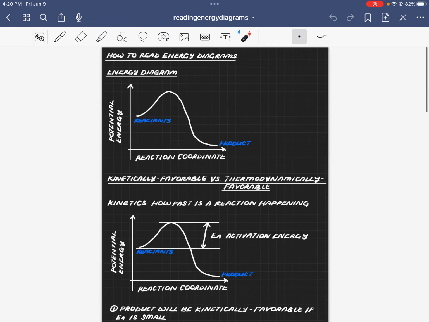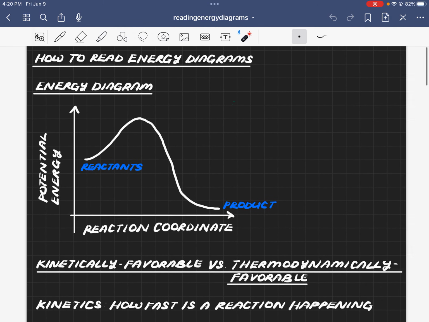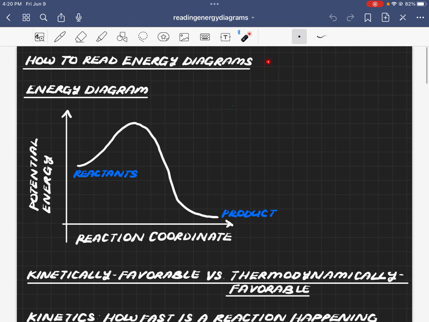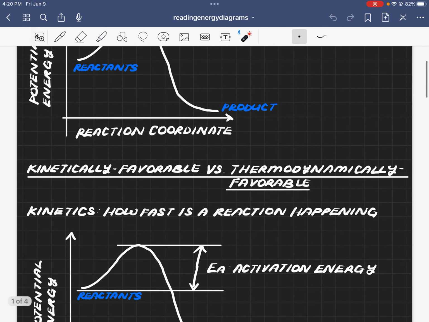I'm going to go over a quick tutorial on how to read energy diagrams in chemistry. So, an energy diagram that you might encounter might look something like this. We have a y-axis here where we're representing potential energy, and we have a reaction coordinate here where we're just looking at the progress of a chemical reaction. And we start off with some reactants, and we're ending up with the formation of some product here.